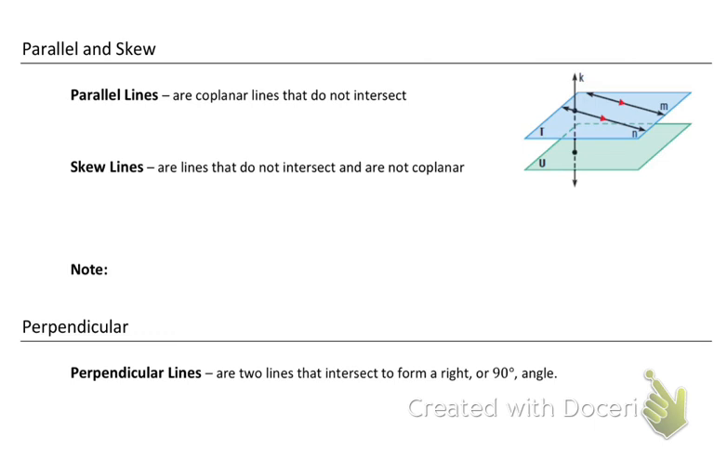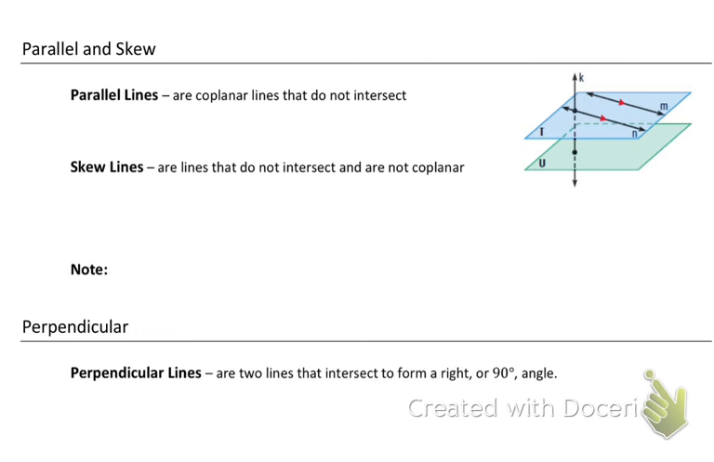These two are parallel. These two are parallel. These are parallel. These are parallel. These are parallel. These are not parallel. Do these two lines intersect? No. Are they going the same direction? No. These are what you call skew lines.